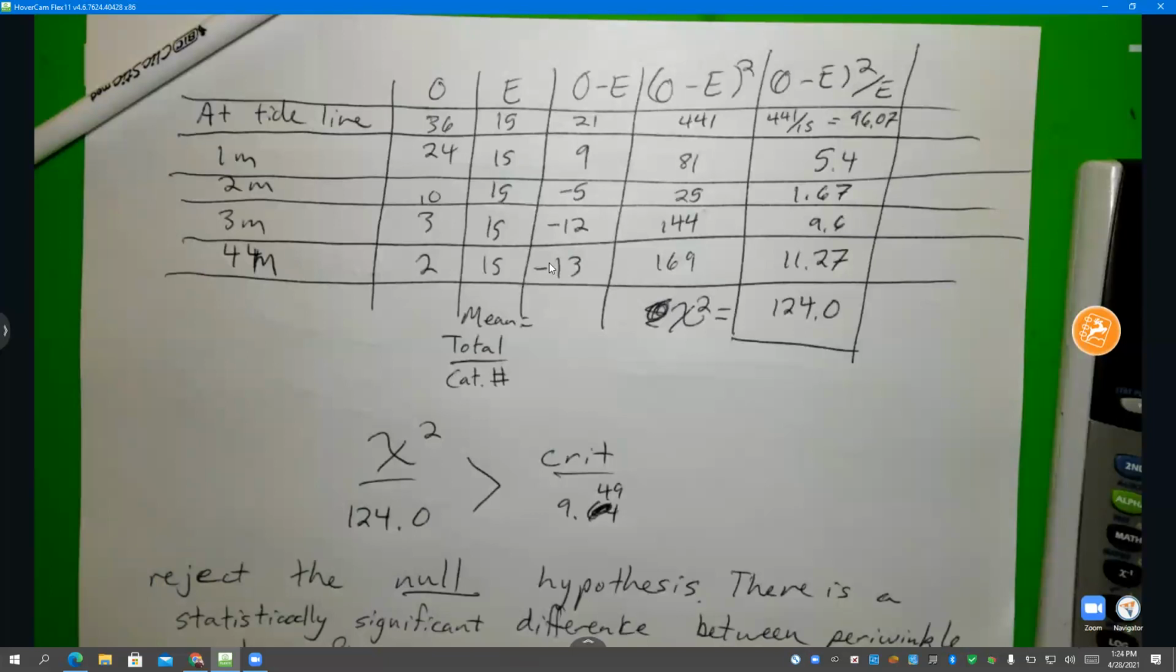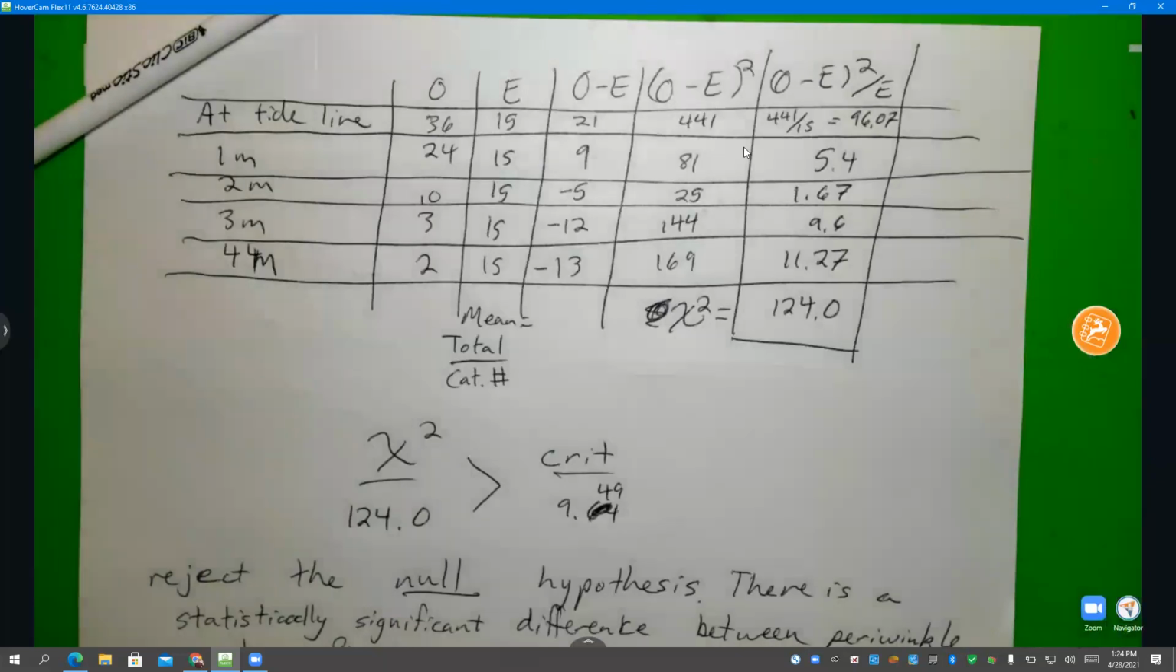And you may be worried about these negative numbers, but luckily, this is built right into the equation, which is to square them, which is what we did here. So 21 squared is 441, negative 5 squared is 25, so on and so forth. And the last thing you do is divide by the expected. You normalize to your expected size. So 441 divided by 15 is 29.4. 81 divided by 15 is 5.4. At least according to my calculations.